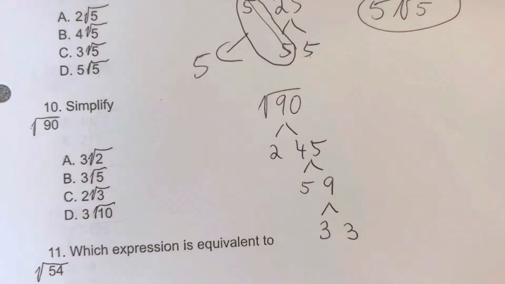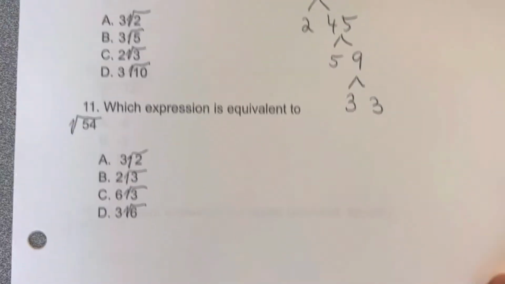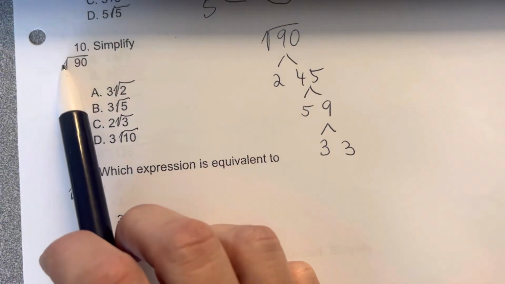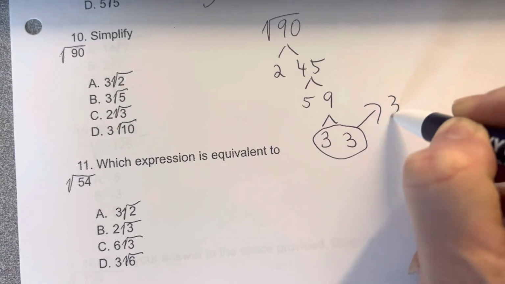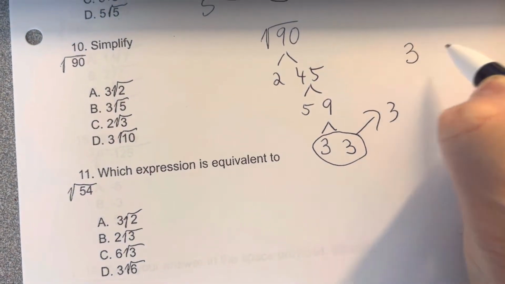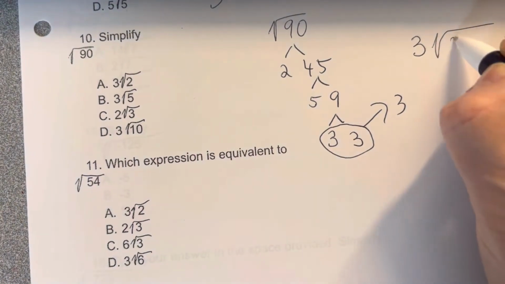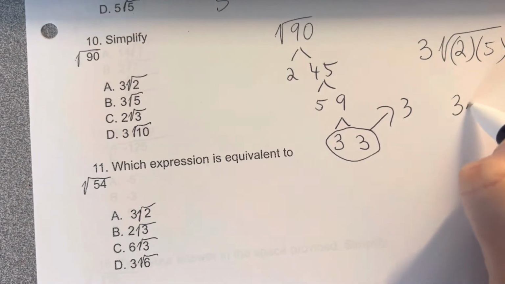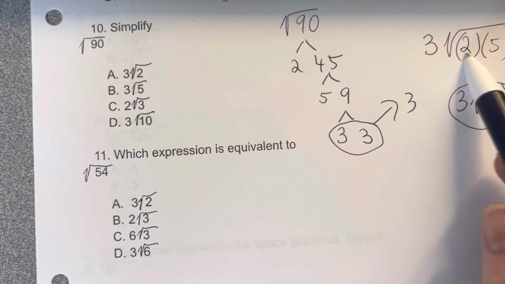What we're going to do now is group it. So we're going to take, see it's squared, that means group by 2. See it twice, write it once. Now they came out on the outside. These 2 numbers will not group, so they are not coming out, they stay on the inside. And our final answer will be 3 square root of 10, because 2 times 5 is 10.